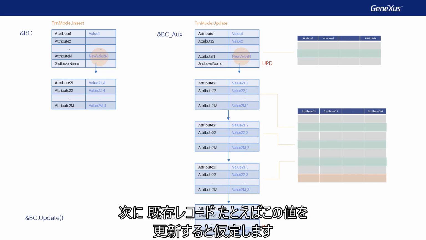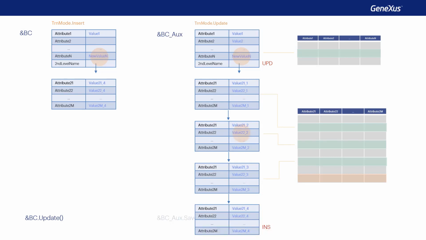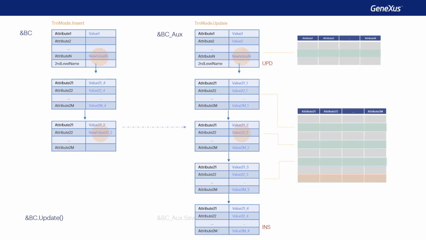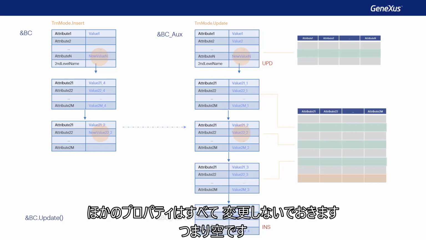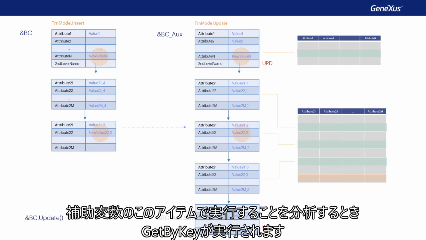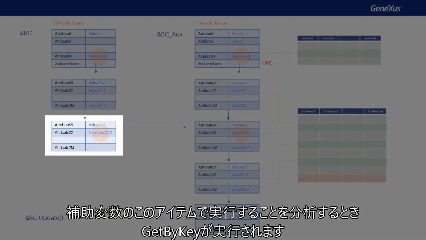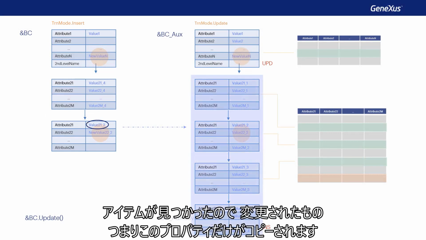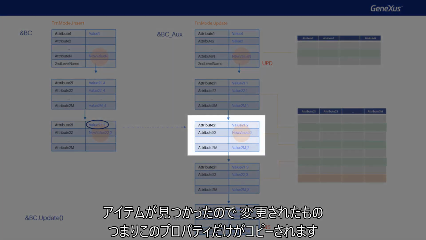Next, let's suppose we want to update an existing record, for example, this value, so we add another item, but where we only assign a value to the identifier and to the property corresponding to the attribute we want to modify. We only indicate the new value. All other properties are left unchanged, that is, empty. When analyzing what to do with this item on the auxiliary variable, a getByKey is run, and since an item is found, only what was changed, that is, this property, is copied.